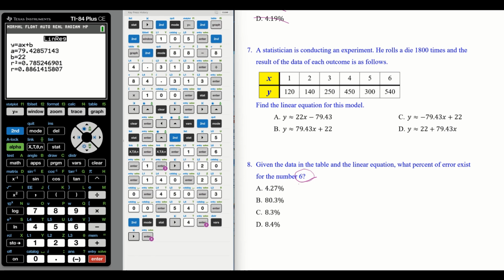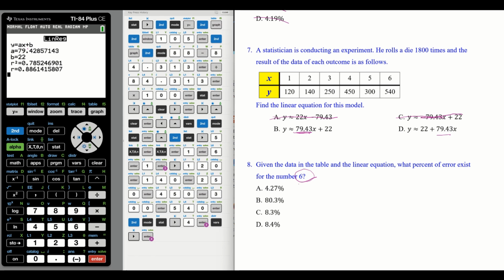So remember A is M. So let's look for a positive 79 with the decimal in front of the X. This is not right. I don't want 22 in front of the X. This X rounds and looks pretty good. That one looks good. This one's negative. My A's not negative. Well, this one's positive.